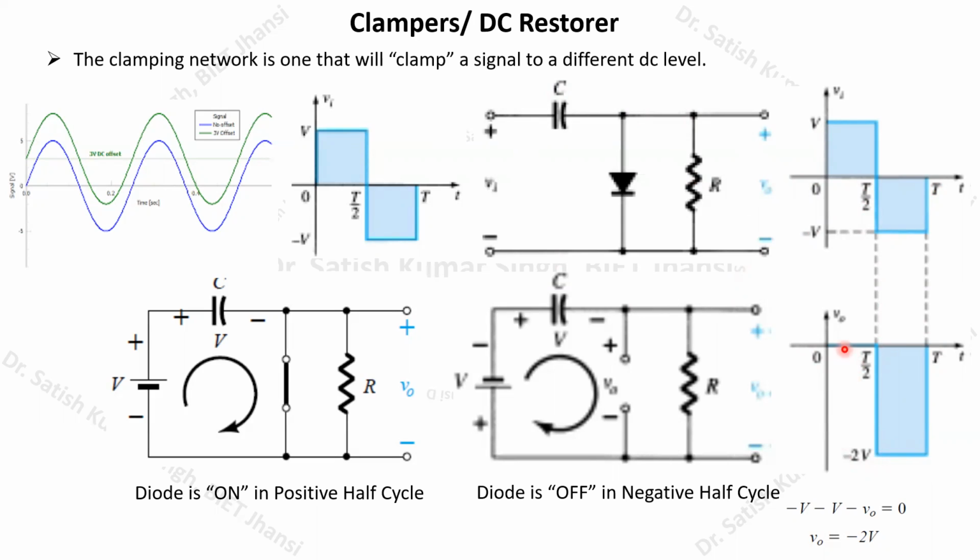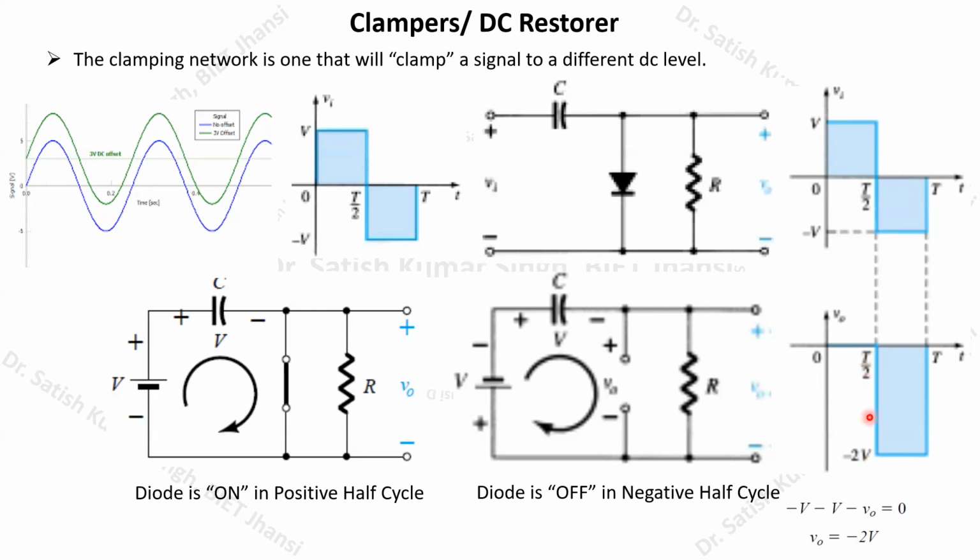This is one of the very important properties of the clamper circuit: the peak to peak variation of the output waveform will not change. Whatever be the peak to peak variation of the input waveform, the same variation is going to appear across the output also. That peak to peak variation will remain the same. It is equal to 2 volt.